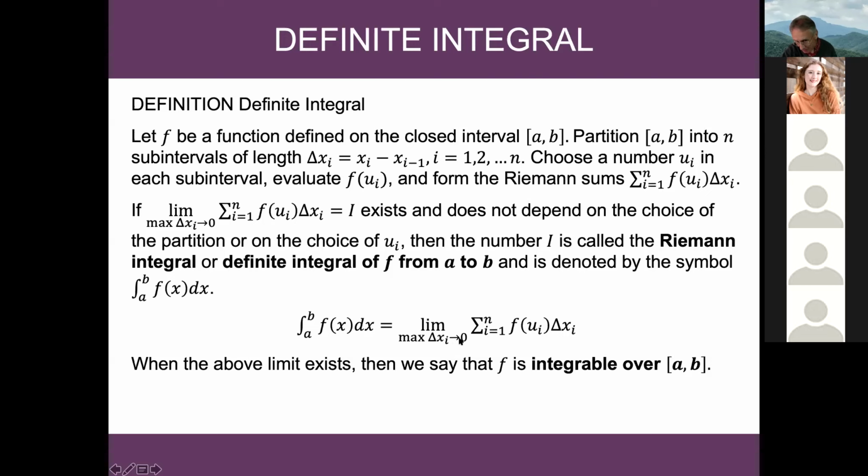And it's saying the maximum delta x sub i. So this could be a bunch of different sizes for what they're talking about. And the maximum is going to 0. So that means all the smaller ones have to go to 0 too. Got to be. So the idea is that's a Riemann sum.